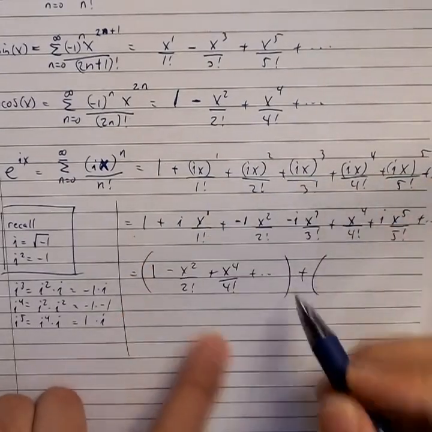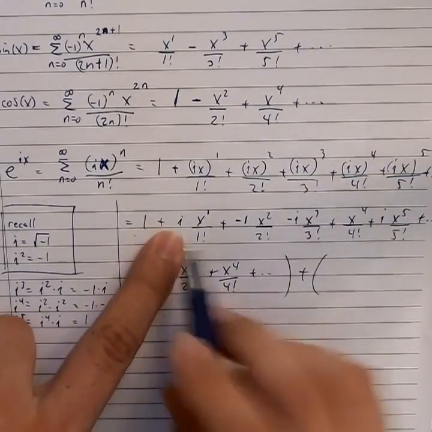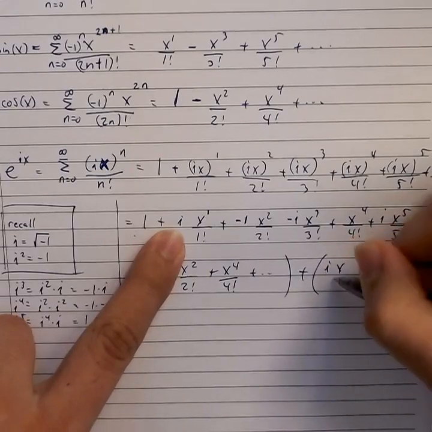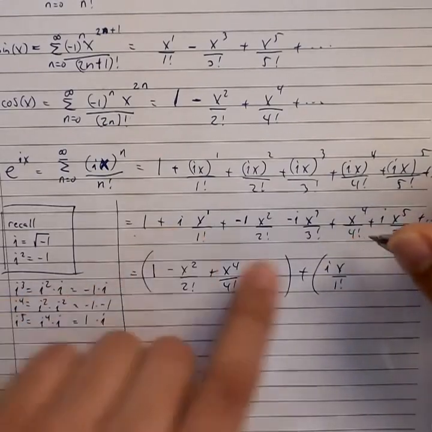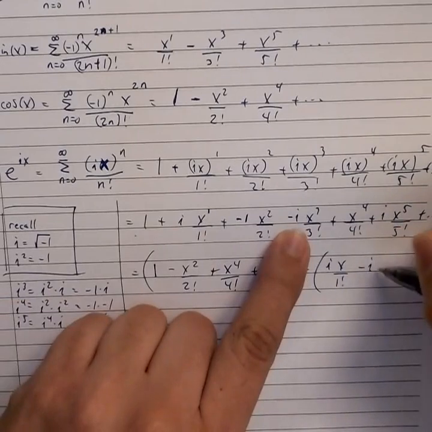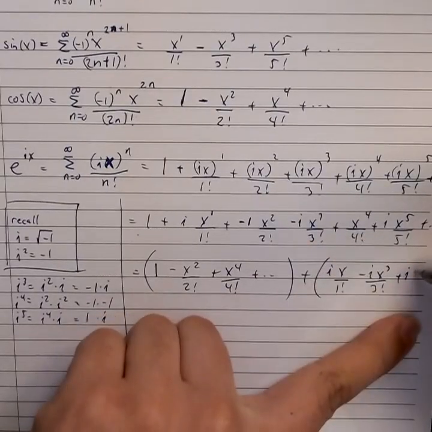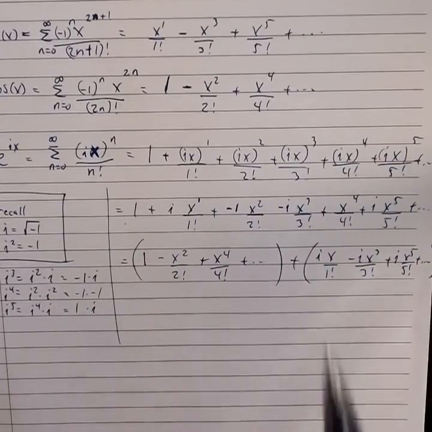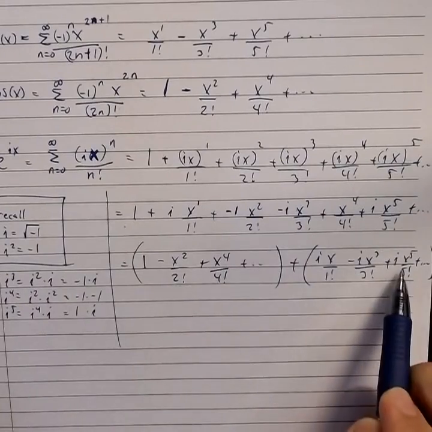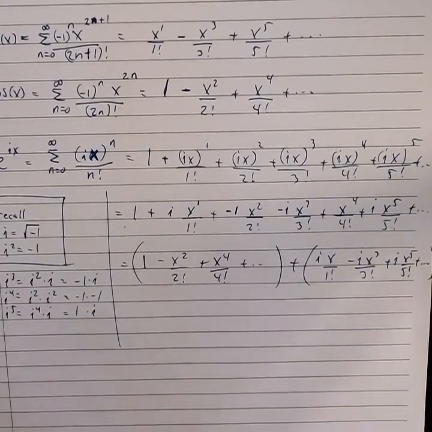And then let's take all the ones that do have i's on them. So that's going to be i x over 1 factorial, minus i x to the third over 3 factorial, plus i x to the 5 over 5 factorial, plus dot dot dot, like that on forever. Well, notice this has a common factor of i, so you can factor out an i.